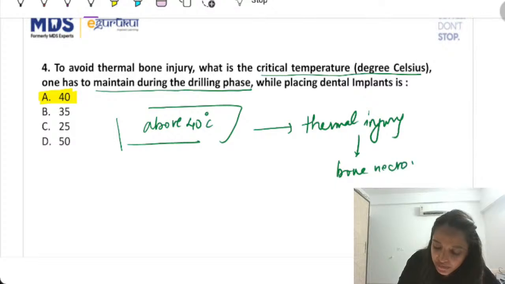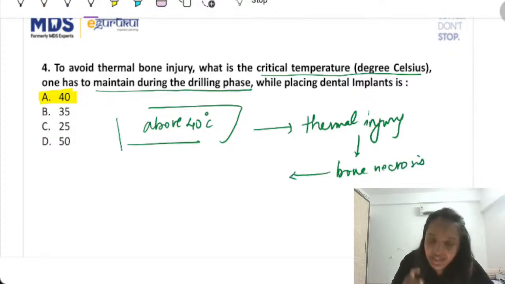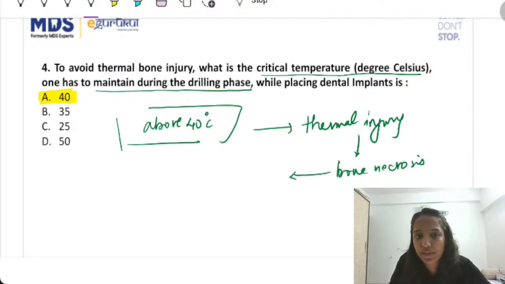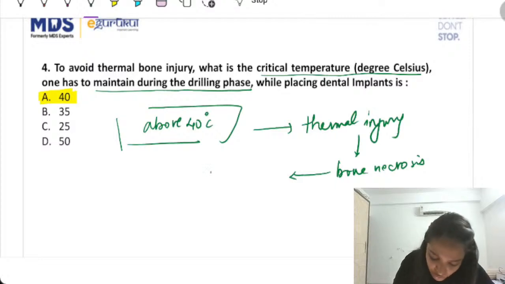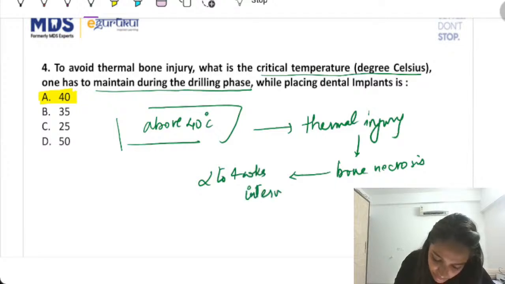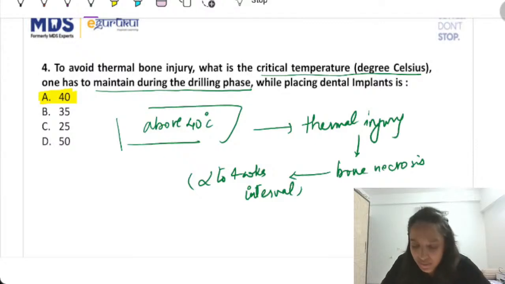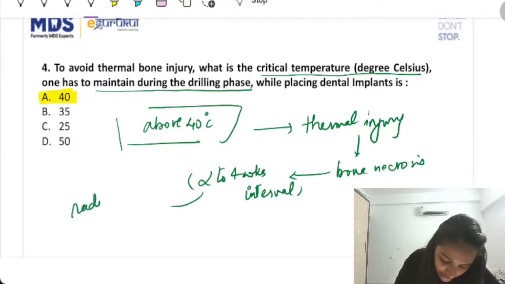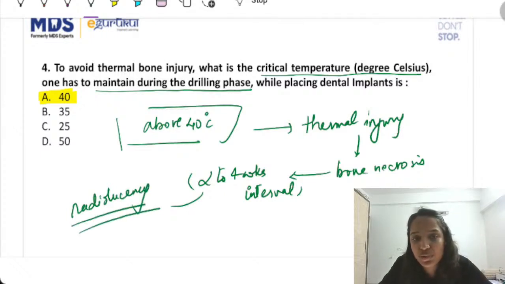Initially the patient will come with a complaint of pain in the first week, and at the 2 to 4 week interval you will see radiolucency in the X-ray. So that is thermal injury. Usually we see it most in the posterior mandible. Why? Because the posterior mandible has B1 quality of bone, which is very dense bone. So somebody may use force to drill in it, and that is how it could happen.